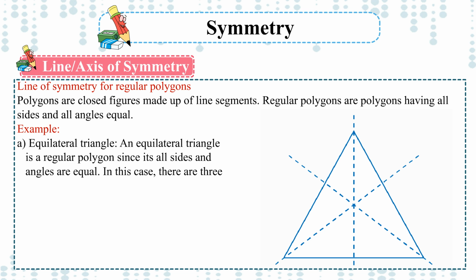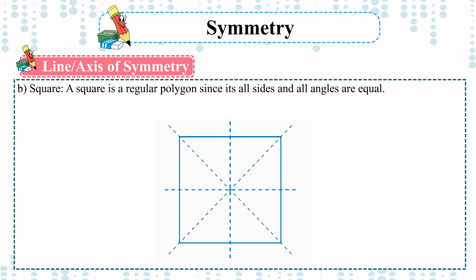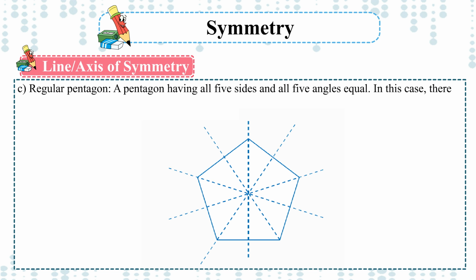In this case, there are three lines of symmetry. B. Square. A square is a regular polygon since all its sides and all angles are equal. In this case, there are four lines of symmetry. C. Regular pentagon. A pentagon having all five sides and all five angles equal. In this case, there are five lines of symmetry.